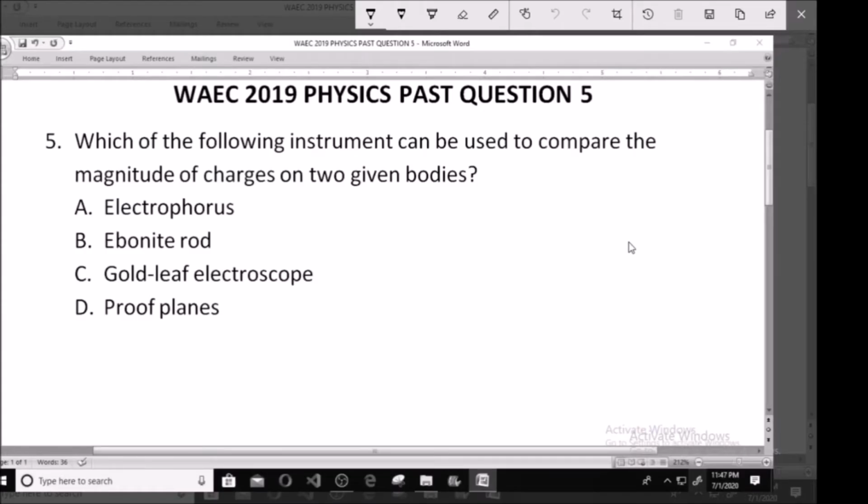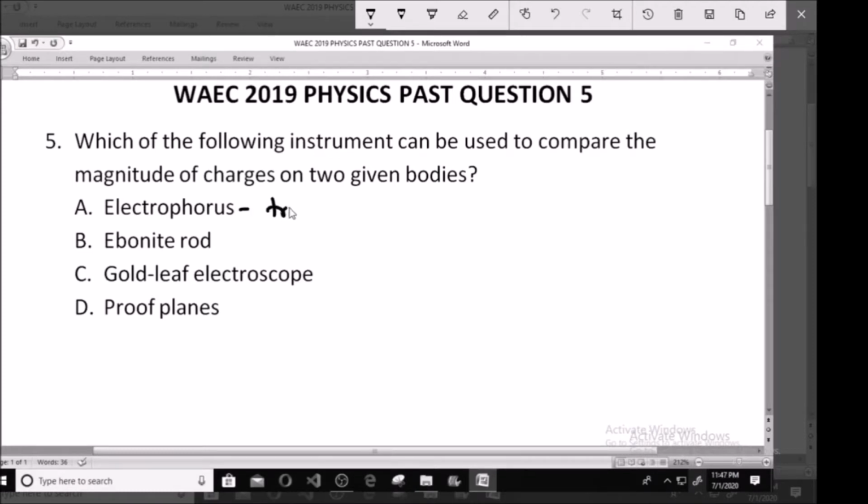Hello and welcome. Let's look at WAEC 2019 Physics Past question number 5. Which of the following instruments can be used to compare the magnitude of charges on two given bodies? A. Electrophorus. B. Ebonite rod. C. Gold leaf electroscope. D. Proof plane. So for us to understand this, let's explain what these instruments are used for.